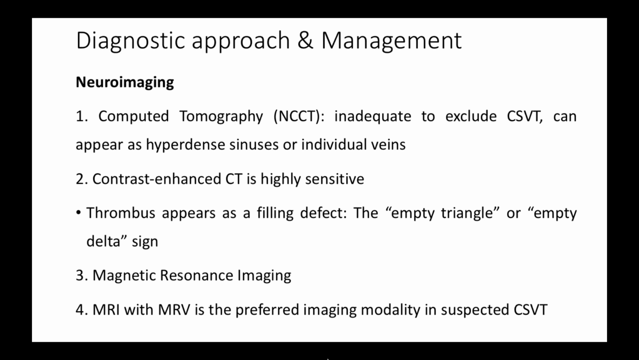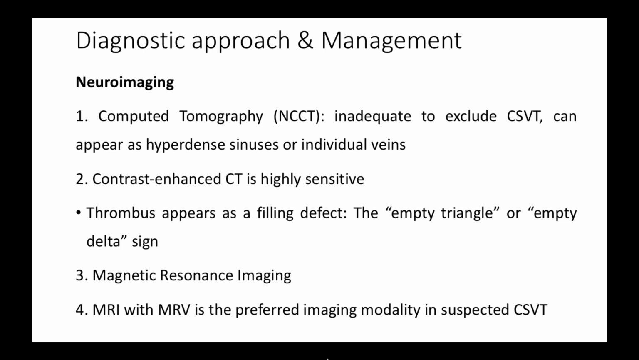So how do we manage? As somebody said earlier, NCCT is the first neuroimaging that has to be done. However, it is inadequate, but it can at least tell whether it is a hemorrhagic stroke or not. It can also sometimes show a hyperdense sinus. So that is something. Then CT venography is quite sensitive, so that is what we usually do.